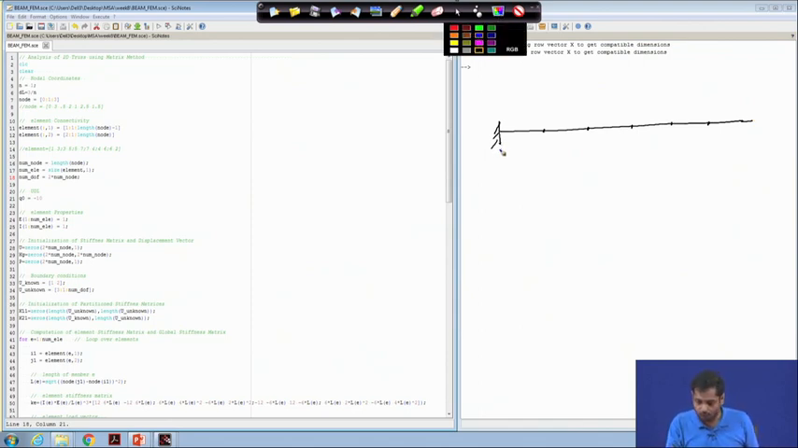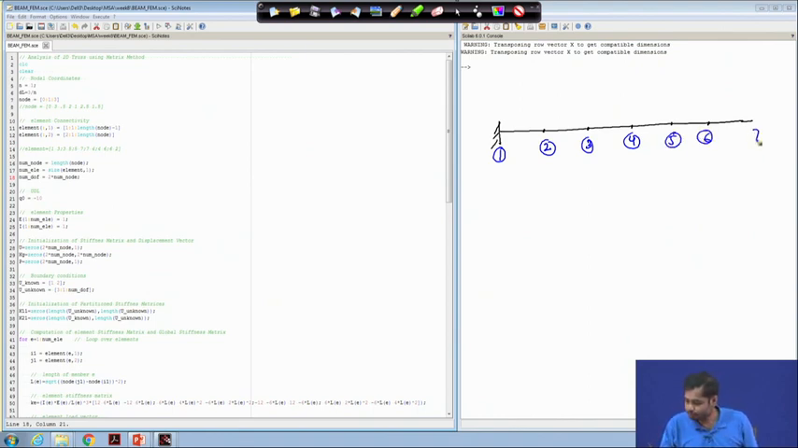So, this is node number 1, this is node number 2, 3, 4, 5, 6 and then 7, and these are the corresponding element numbers 1, 2, 3, 4, 5, 6. Now, first we have to give the connectivity of nodal information.